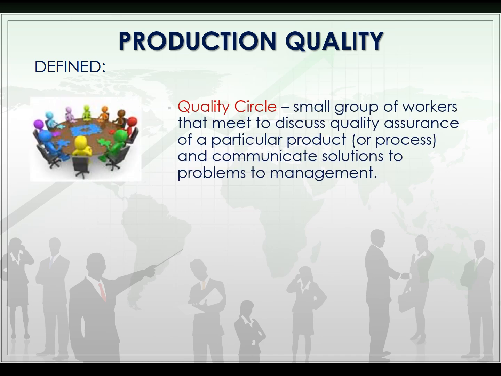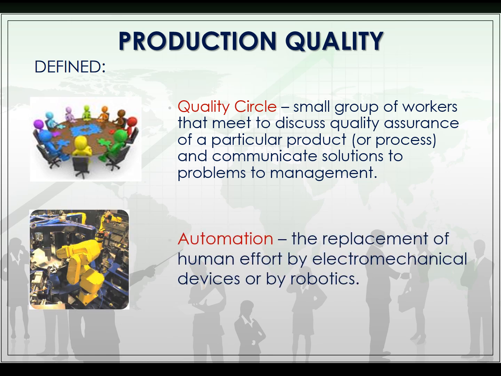So, in production quality, there are quality circles, which are small groups of workers that meet to discuss quality assurance of a particular product or process and communicate solutions for problems to management. Automation is the replacement of human effort by electromechanical devices, or, as we know it, robotics.